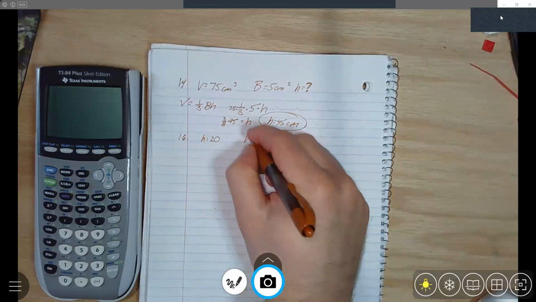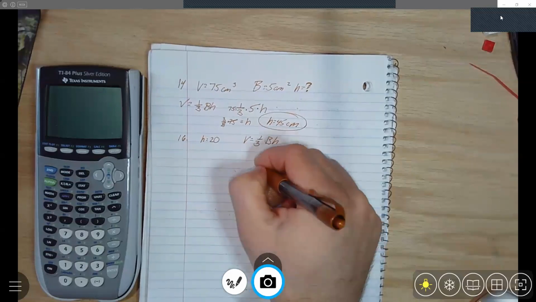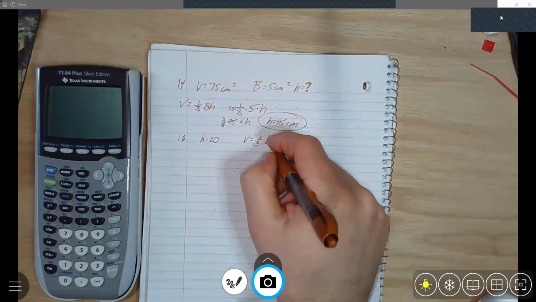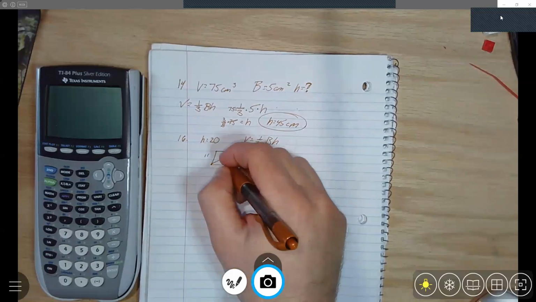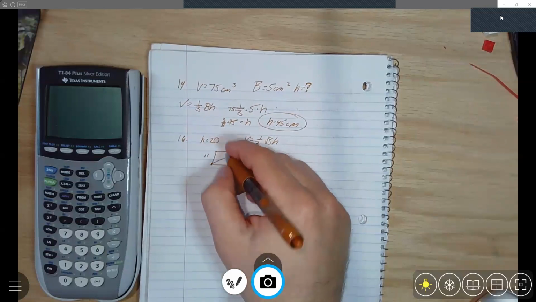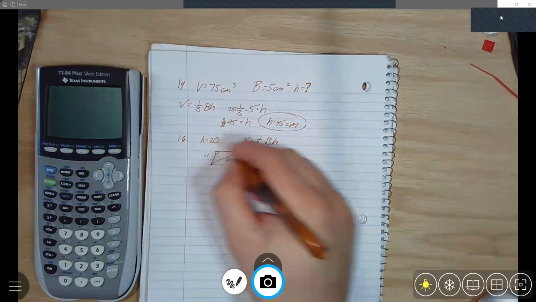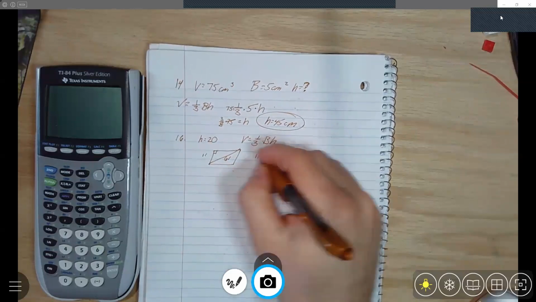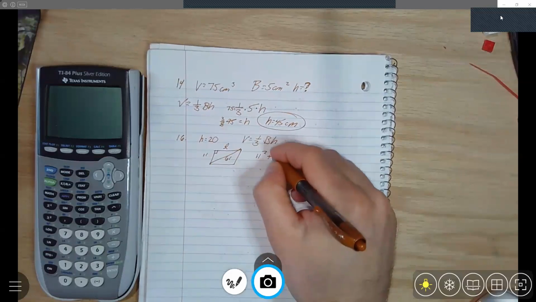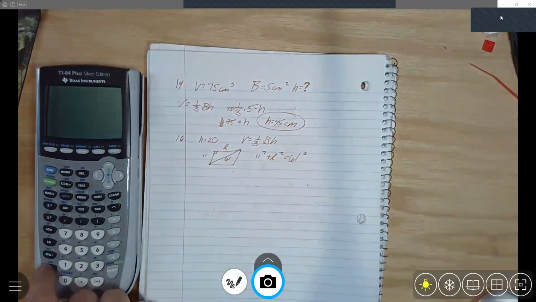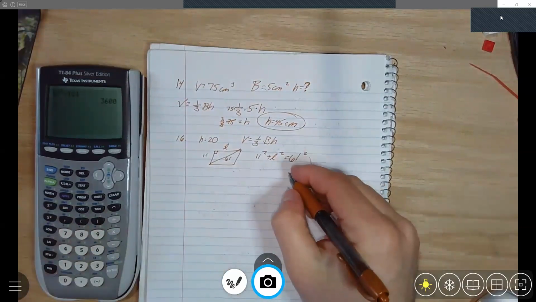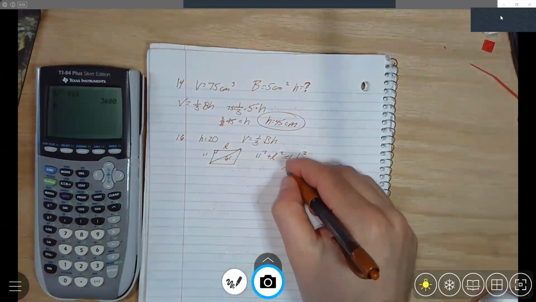We're looking for volume. It's a pyramid, so 1/3 area of the base times the height. And we got a rectangle for a base. So one side is 11, and the diagonal is 61. So we've got to use the Pythagorean Theorem here. 11 squared plus, we'll call this the length, the length squared equals 61 squared. So 61 squared minus 121, that's 11 squared, is 3,600. So that means that our length is 60.